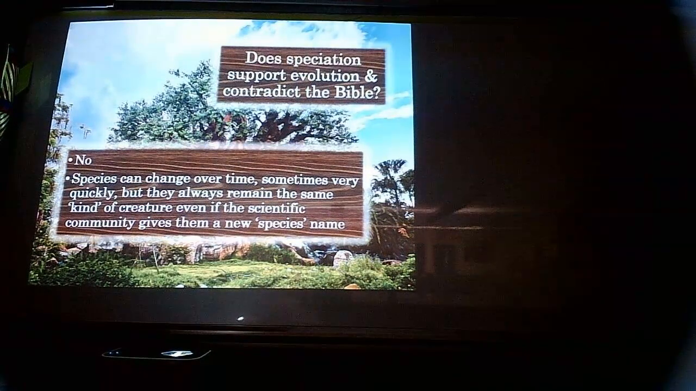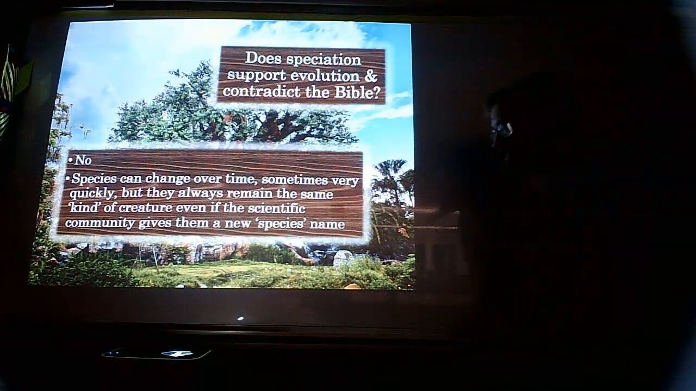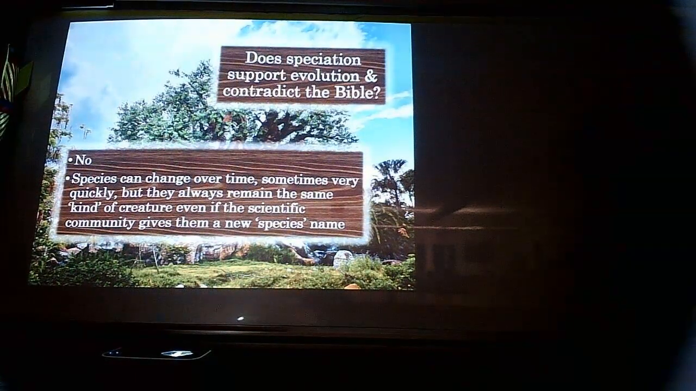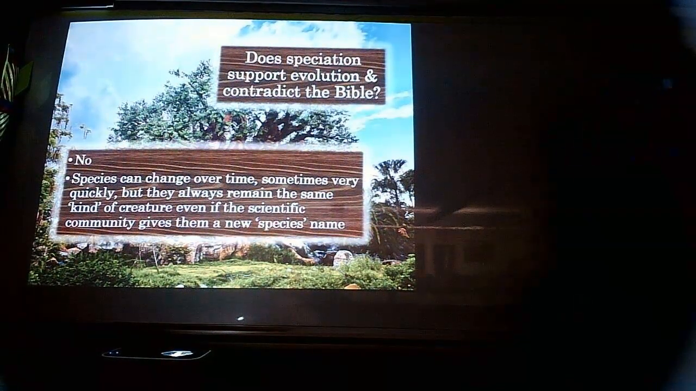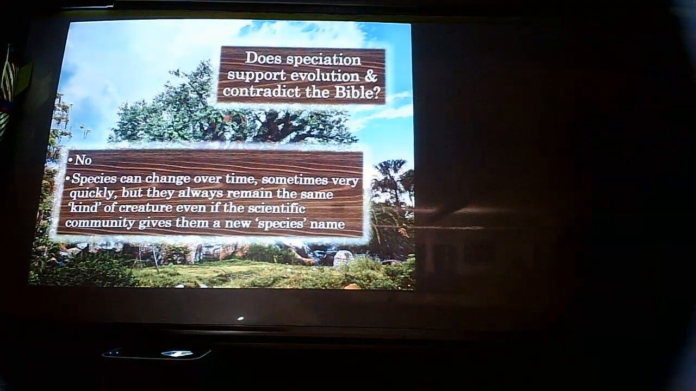So does speciation support evolution and contradict the Bible? No. Species can change over time. Nobody argues that. Sometimes very quickly, like in the case of dogs. All these different breeds of dogs came about mostly in the last 200 years. But they always remain the same kind of creature, even if the scientific community gives them a new species name.